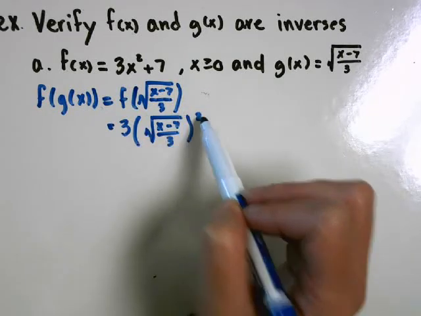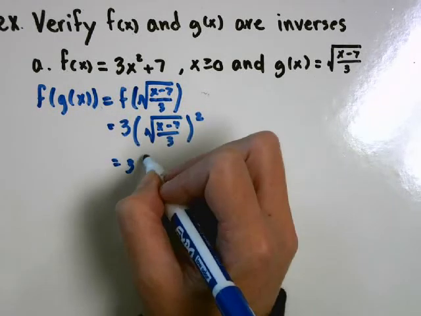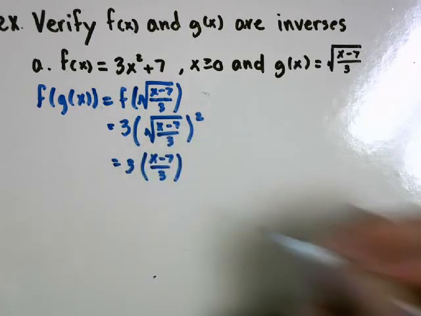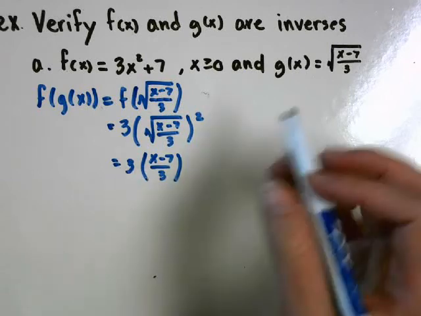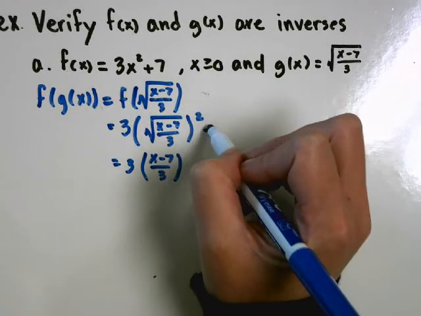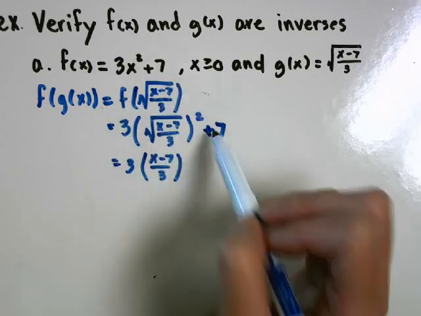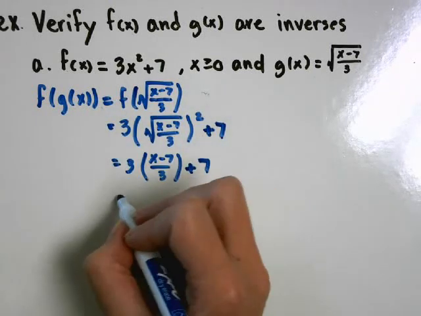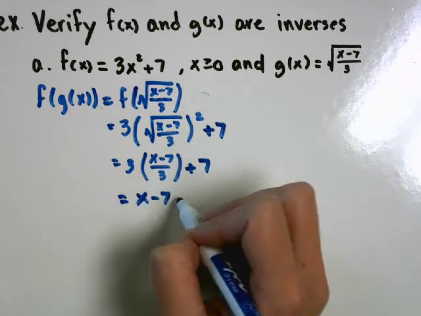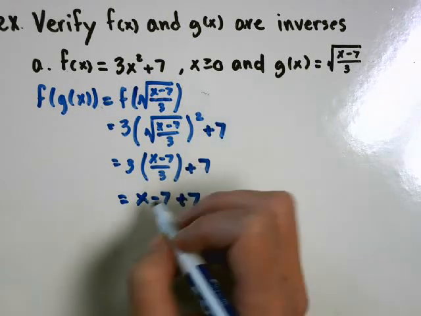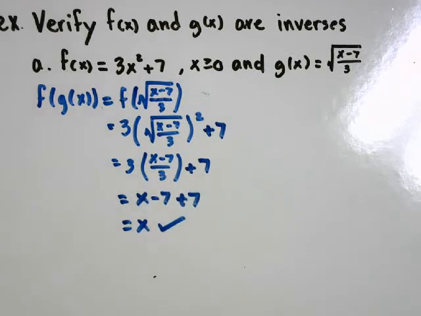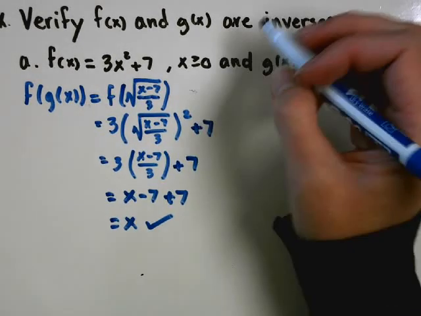So first thing, the square root and the squared cancel. Okay, then the 3 times the 3. Oops, sorry, I forgot my plus 7 here. So it's 3 times that, plus 7. So the 3's cancel. And then the 7's cancel. So we're left with x, which is a good start. But we need to do the same thing the other direction.